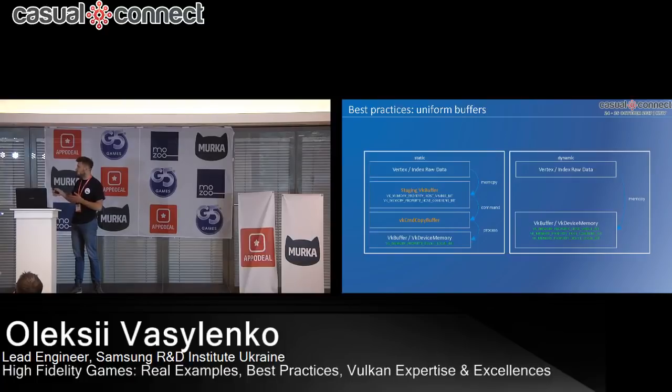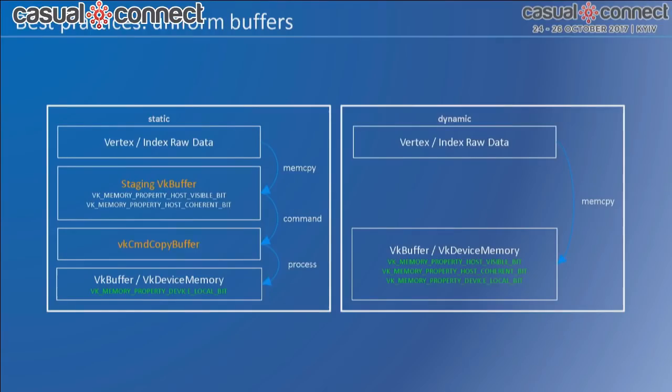That's actually for the PC case. On mostly mobile devices, there is just unified memory. So if you use device local memory like for PC, you will do some extra copying, which is a CPU cost for mobile. So it's better to avoid it, especially if we're talking about dynamic objects.